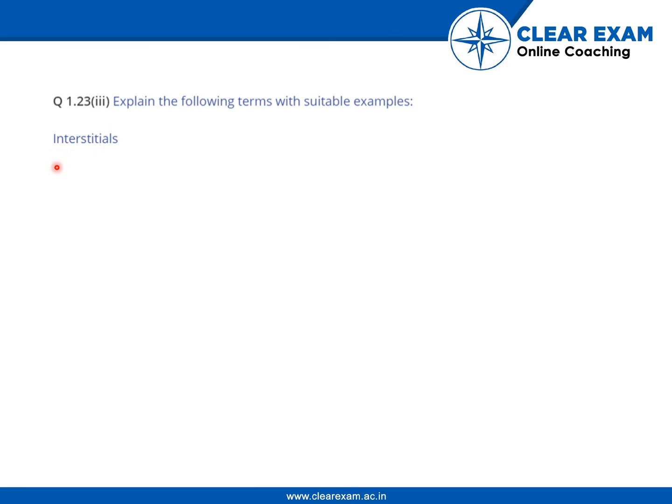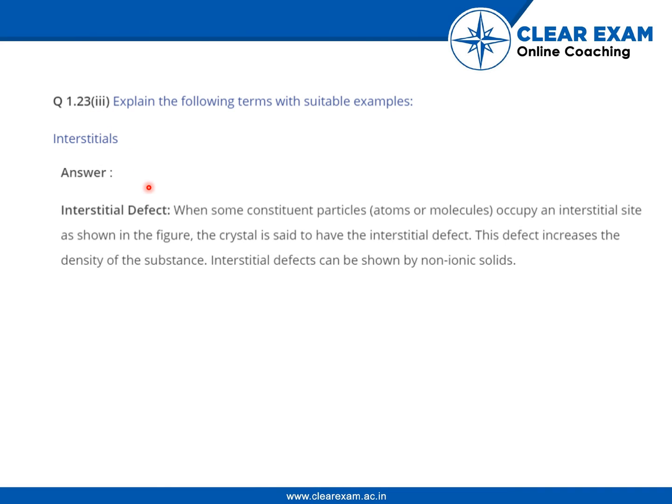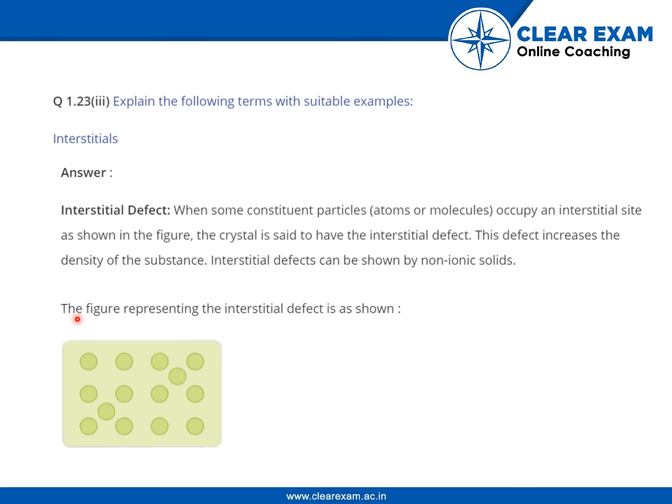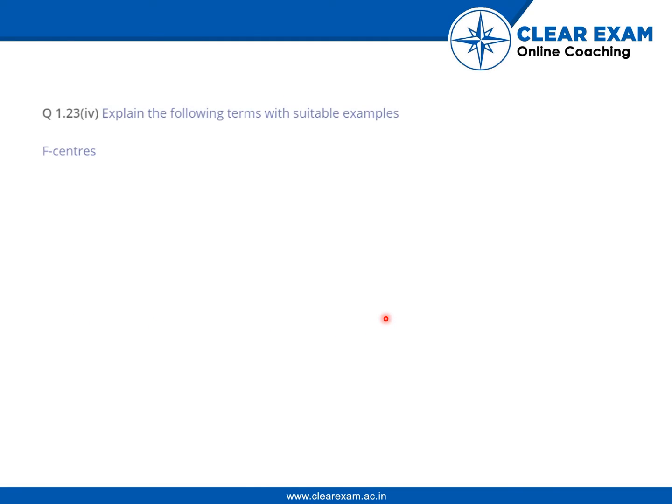So third, we have to define the term interstitial. In interstitial defect, when some constituent particles, atoms or molecules occupy an interstitial site, as shown in the figure, the crystal is said to have the interstitial defect. This defect increases the density of a substance. Interstitial defects can be shown by non-ionic solids. This is a figure representing the interstitial defect as shown.